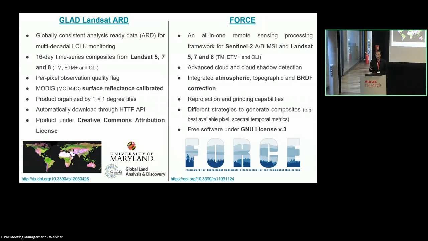So there are some initiatives to do that, and those are the two main initiatives that I know so far. There is the GLAD Landsat ARD, which basically harmonized the whole Landsat archive from Landsat 7, 5, and 8. They processed it in-house and released the product. They cross-calibrated with MODIS data. Basically they released the data, but not the software to do the correction.